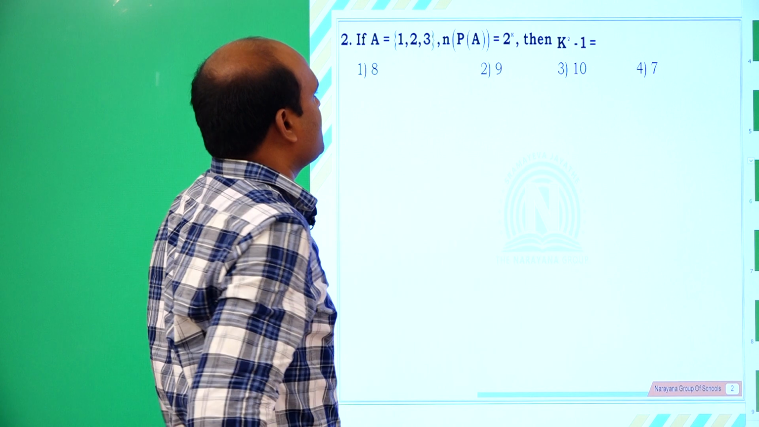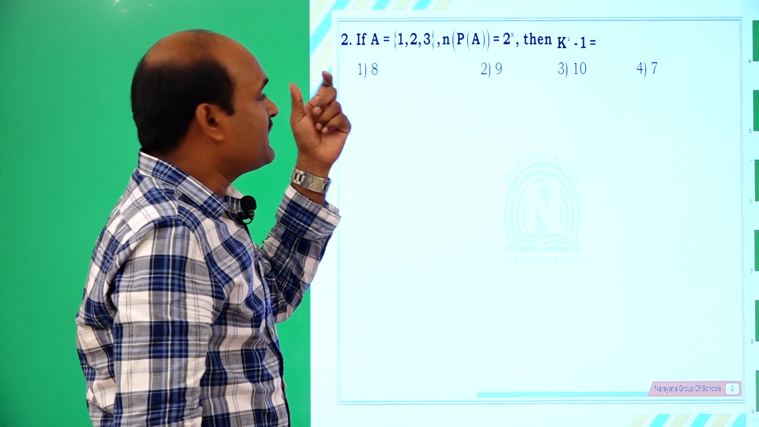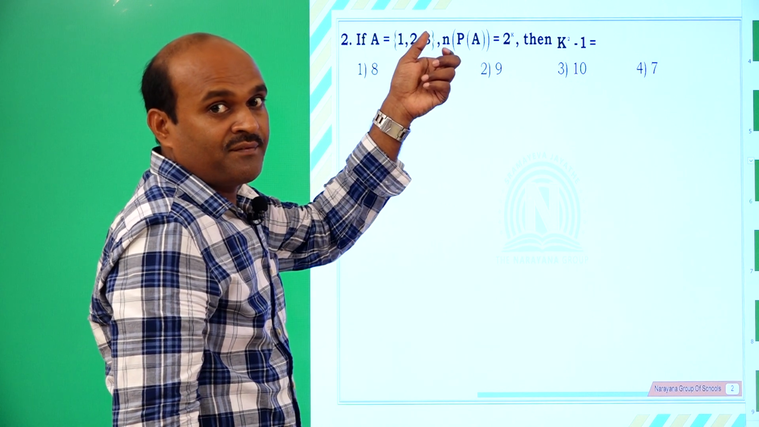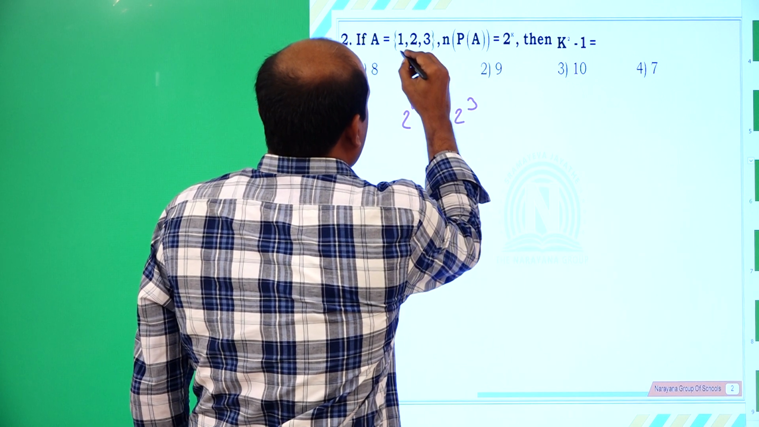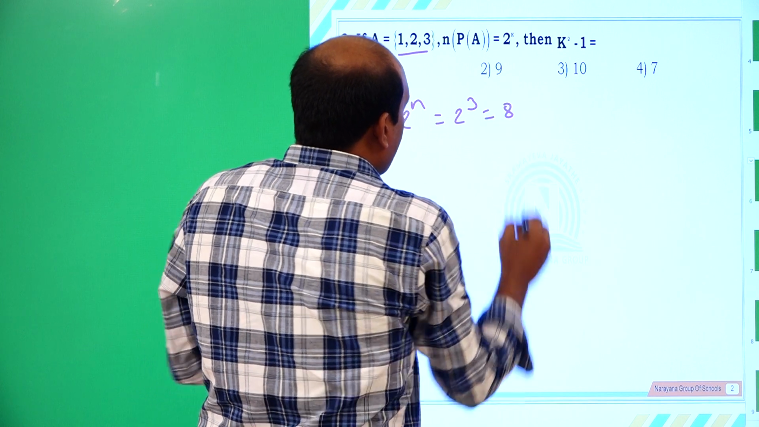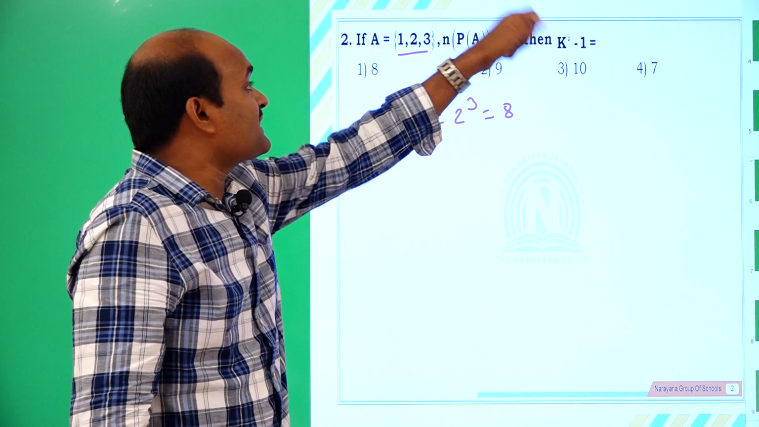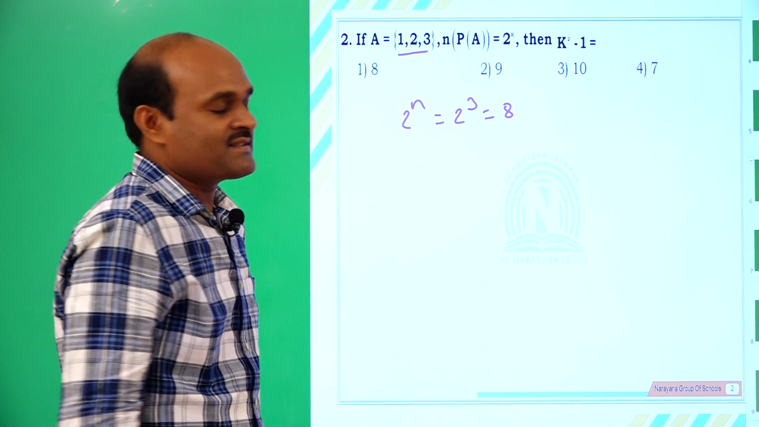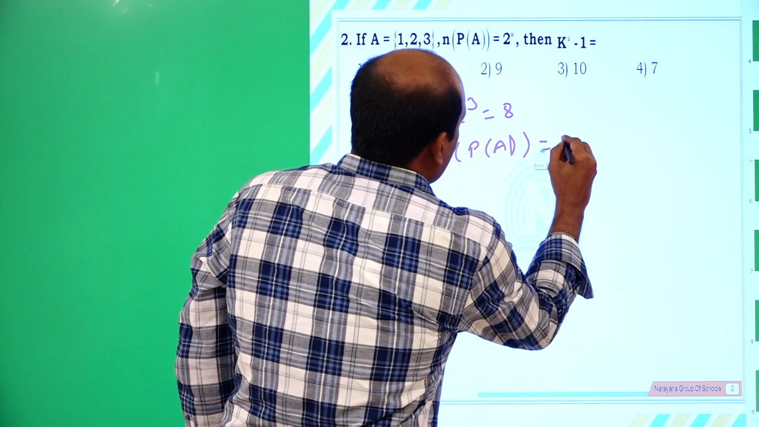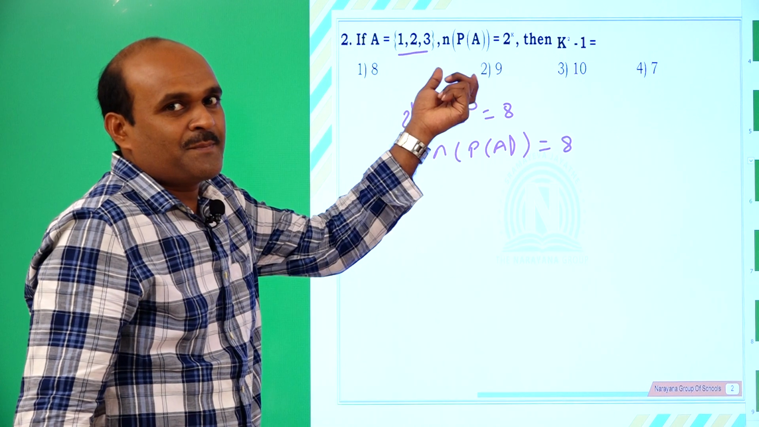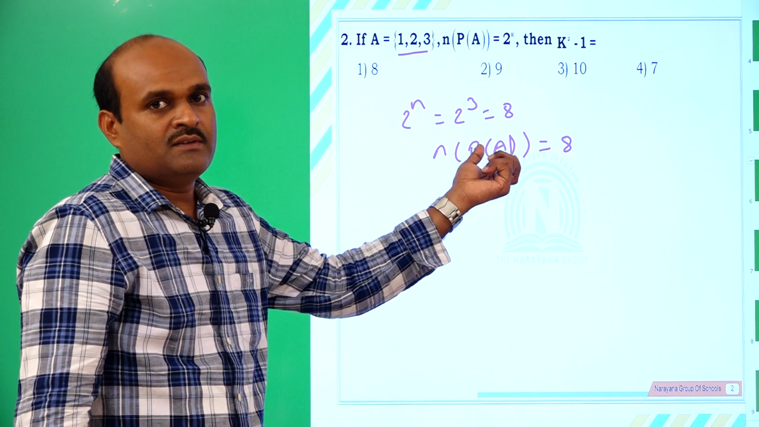So A is this set, and n of A, the total number of elements in set A, is 3. The number of subsets of A is 2 power n, that is 2 cube, which is equal to 8. The number of subsets of A is 8. So n of P of A is equal to 8. Why? Because all subsets of A are the elements of the power set.